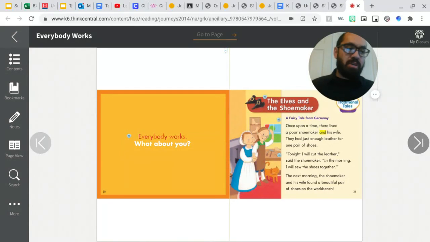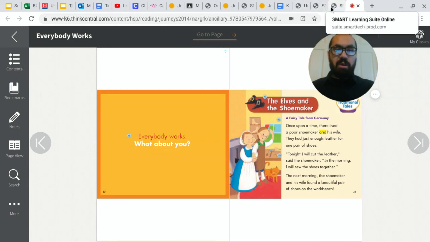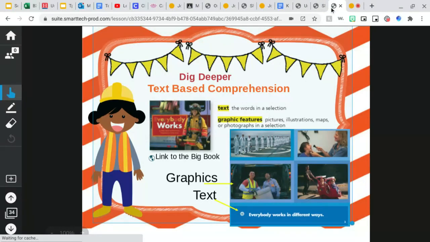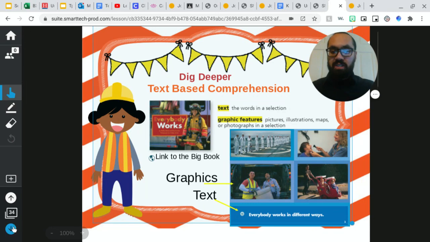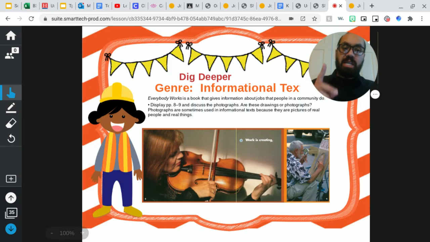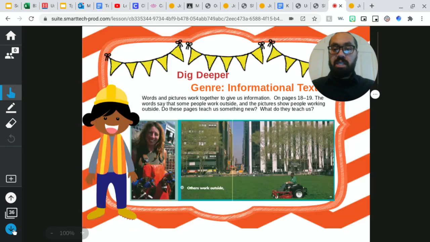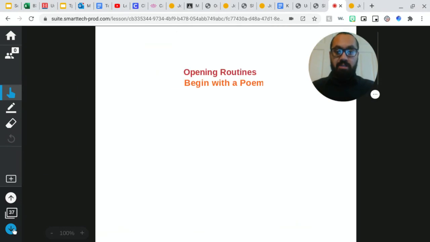And then it says, everybody works. What about you? So that is what we were talking about today. So let me go back to our presentation. So again, text, graphic features, one always matches the other, right? You need your pictures to match your words. We also talked about informational text, how we did learn things on each page. The words and pictures together give us information. Okay, that is so important in an informational nonfiction text.